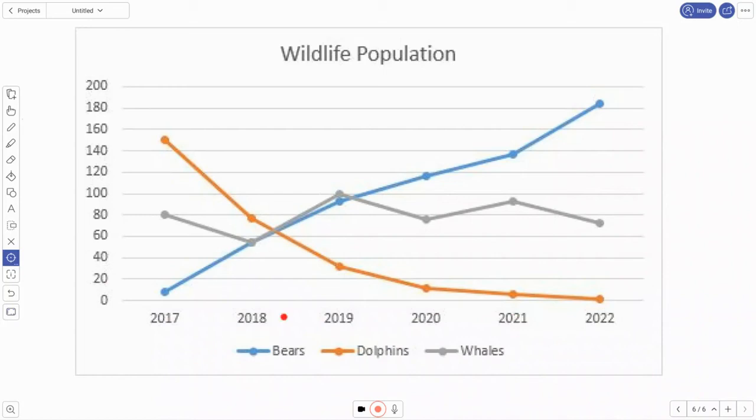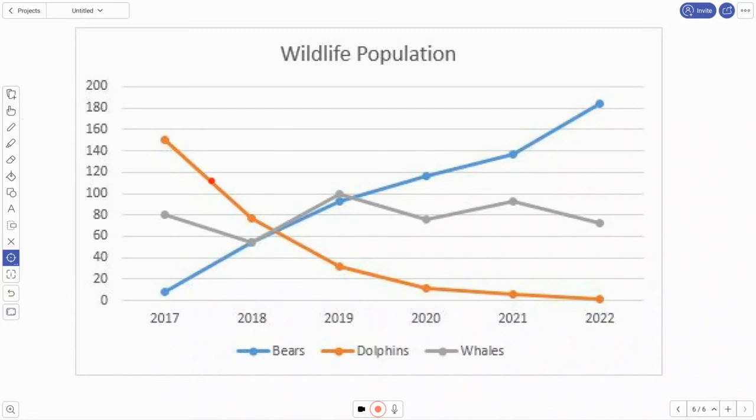And now there are 3 lines. The blue one is bears, the orange one is dolphins, the gray one is whales. So we have all this information. So I can see the bears have got to feel really good, right? Even if I don't know the numbers, just looking at this line, it's going up. Their numbers are going up. They're getting more and more bears in the wildlife. So if I'm looking at that blue line, I'm thinking, oh, good job, bears.